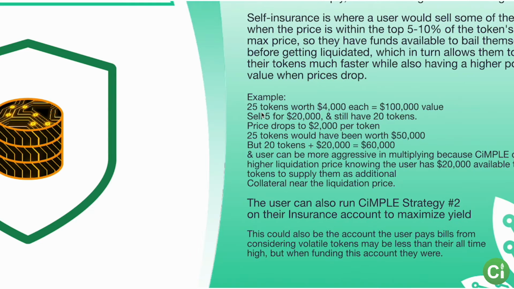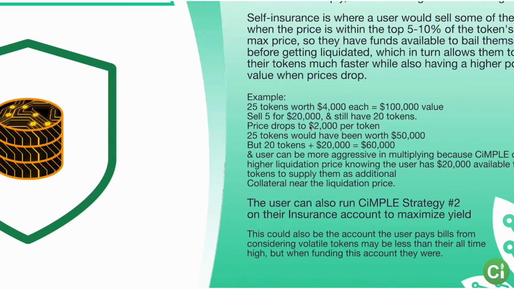Okay, so in this example, let's say we have 25 tokens worth 4,000 each, and 25 times 4,000 is 100,000. So that's what we have as a portfolio value for that moment in time. Then we sell 5 tokens. 5 times 4,000 is 20,000, right? So sell 5 for 20,000, and we would still have 20 tokens, right? So 25 minus the 5 is the 20, right?